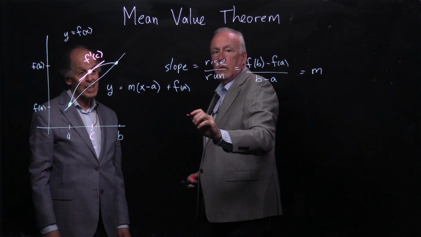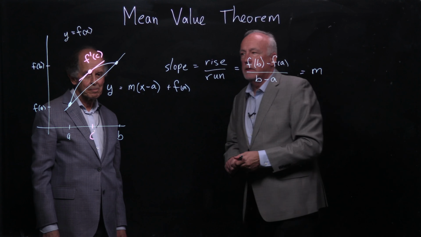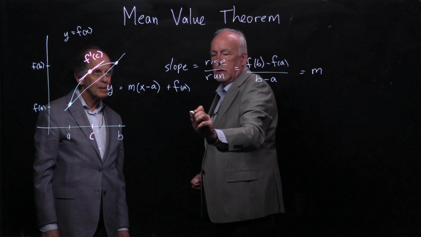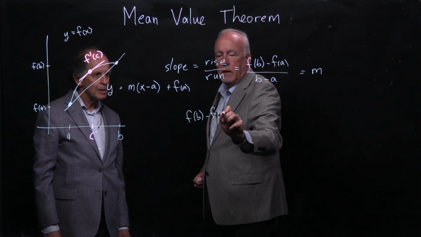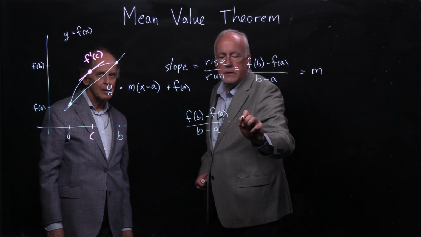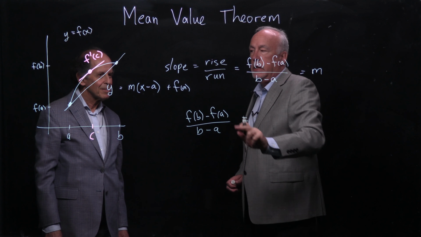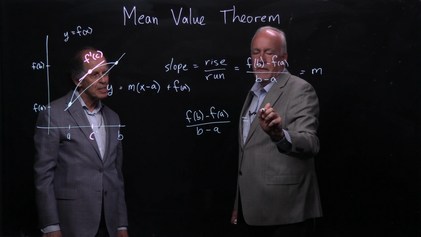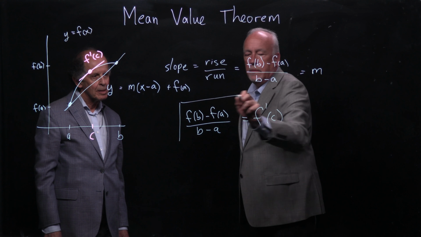Right, so we can write that down. I'm going to write down, this is our theorem then. It says, given a situation like this, the slope, f of b minus f of a over b minus a, is equal to m. That is m. Is equal to f prime of c. So that is the mean value theorem.